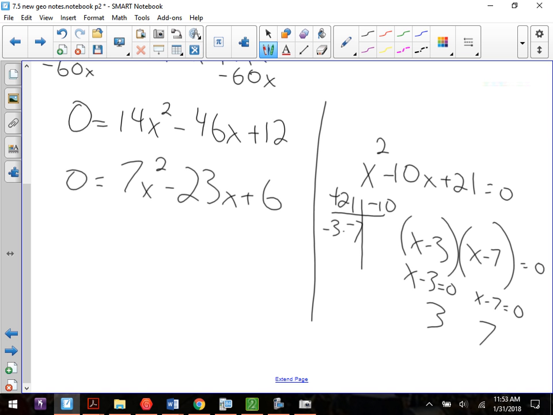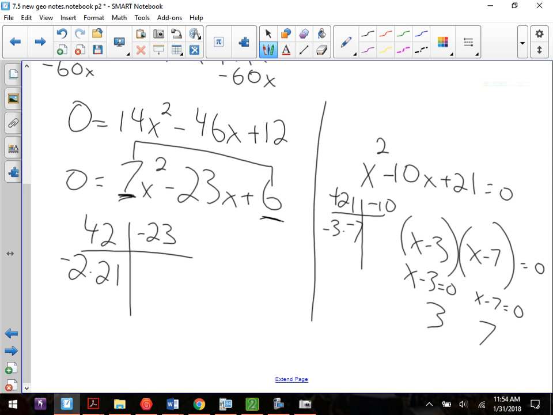What's different now is that you have a leading term coefficient that's not equal to 1. So you can't just say what times what is 6 that adds together to get negative 23. You have to do what times what is 42 that adds together to get negative 23. It's not that difficult to figure that part out because you're just going through your factors. What's half of 42? So 21 times 2 is 42. Make them both negative. They add together to get negative 23.